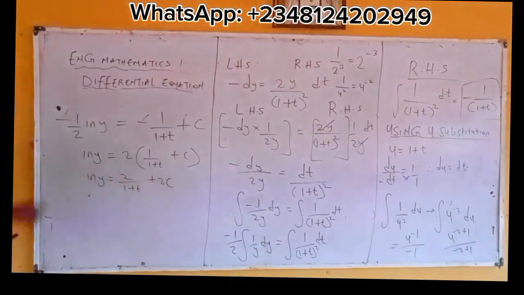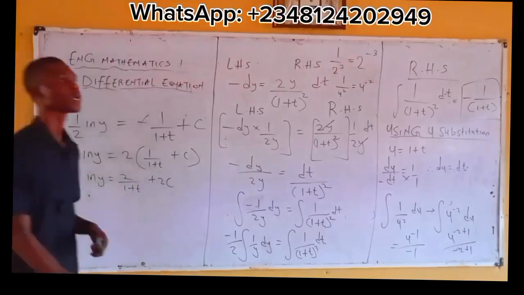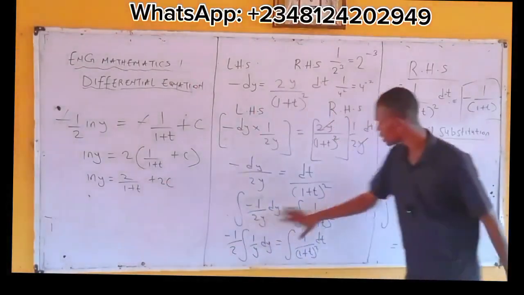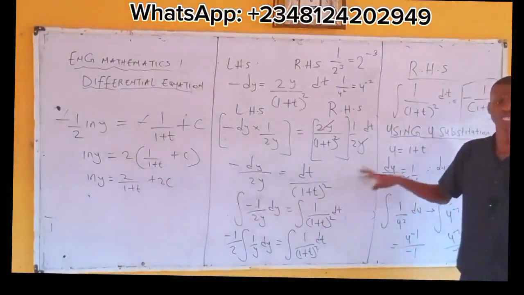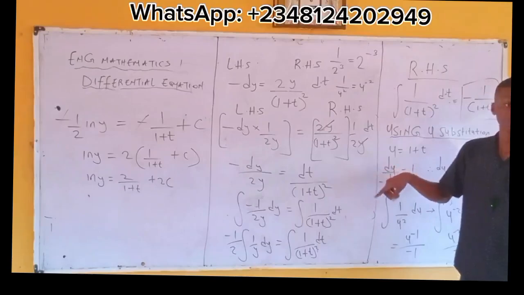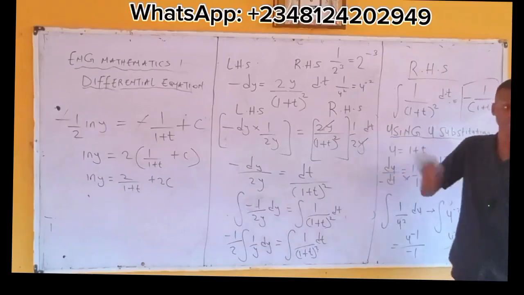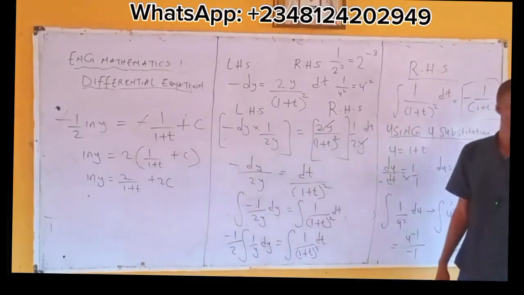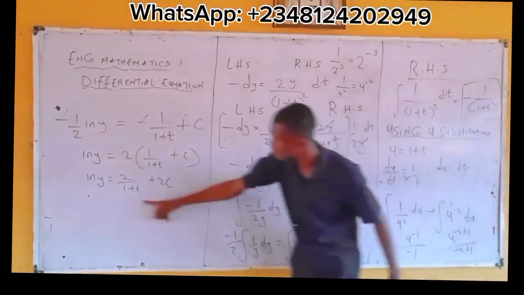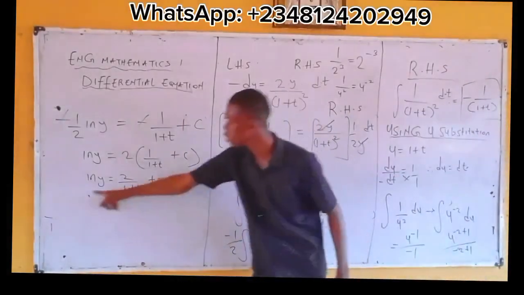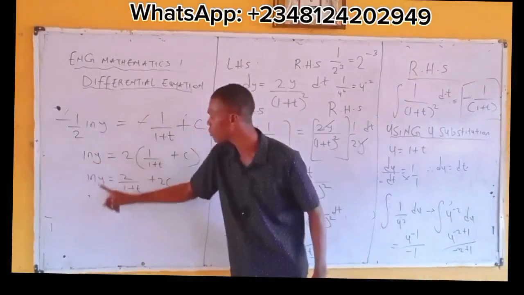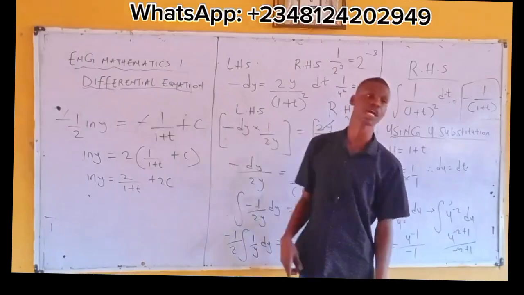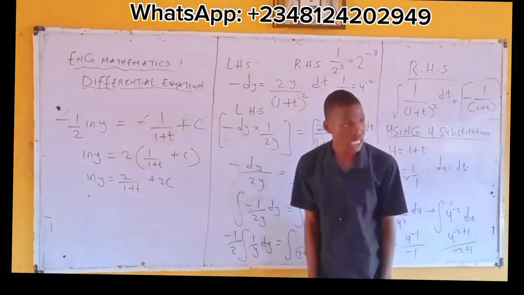Now, this 2c. Before then, was it equation 5 or equation 6 that we started integrating? Equation 6. From equation 6 that we started integrating, the idea is that we want to get the function of y itself with respect to t. But up to this level now, I'm having ln y. Meaning, how do I eliminate this ln? Take exponential to both sides.